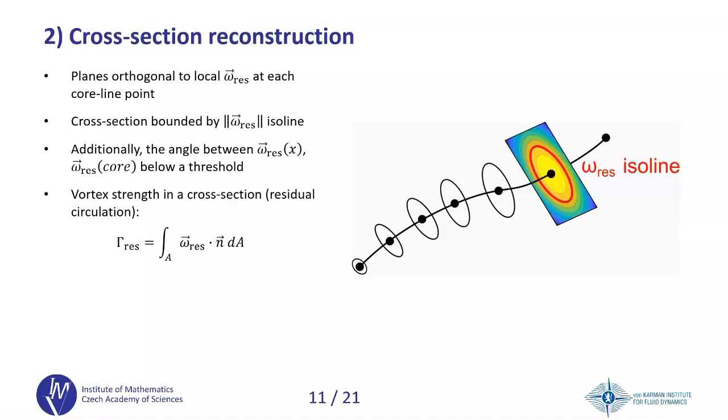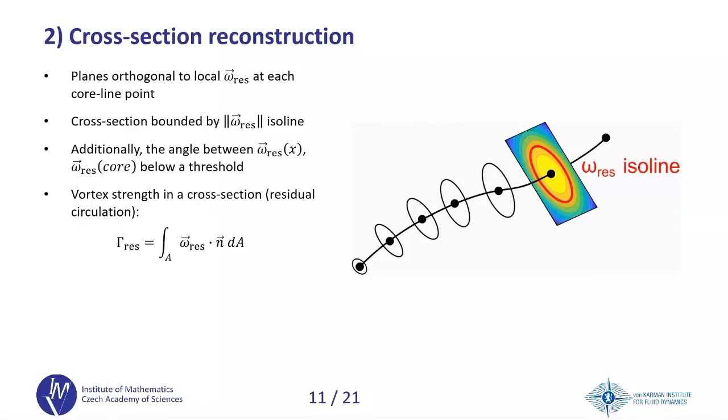So the next step is that we proceed along the core line, and for each point we construct a cross-section of the vortex. To construct a cross-section, we construct a plane orthogonal to the local residual vorticity vector. And the main criterion to determine the cross-section is that we define a threshold value of residual vorticity magnitude, and we just define the cross-section as an isoline.